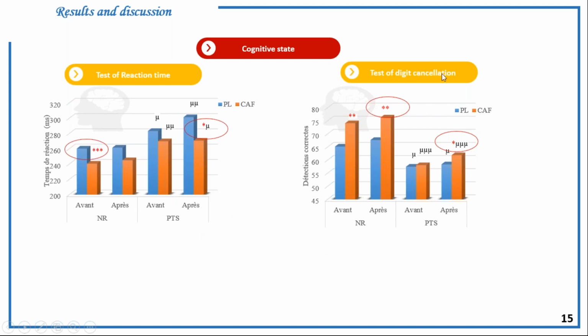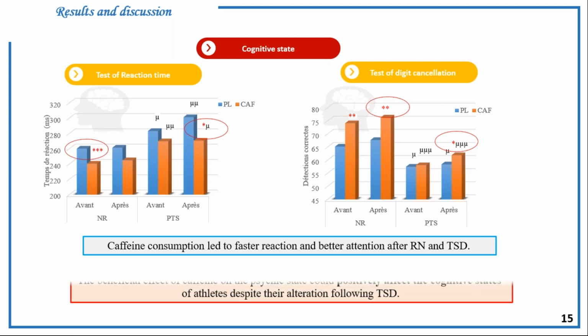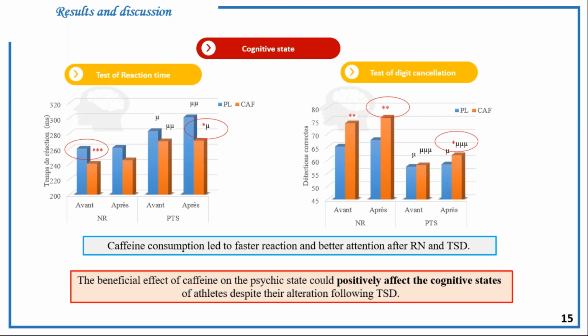For the digit constellations, the numbers concealed for the caffeine group are greater than the placebo group following the reference night and also following the total sleep deprivation night, on the right. So we could conclude that caffeine consumption led to faster reaction and better attention after the reference night and also after the total sleep deprivation night. This beneficial effect of caffeine on the psychic state could positively affect the cognitive states of athletes despite their alteration following total sleep deprivation.